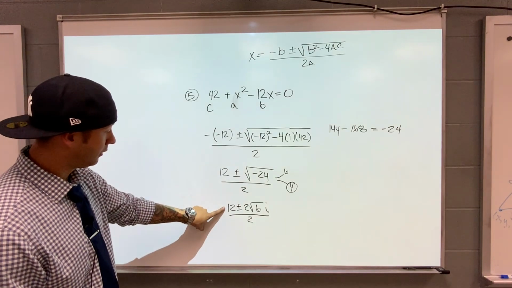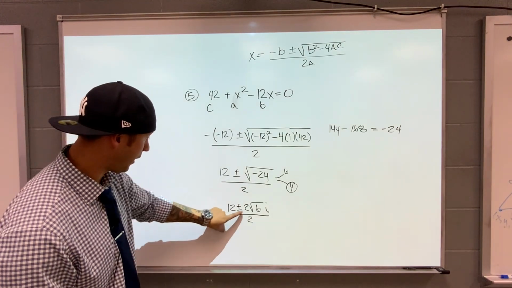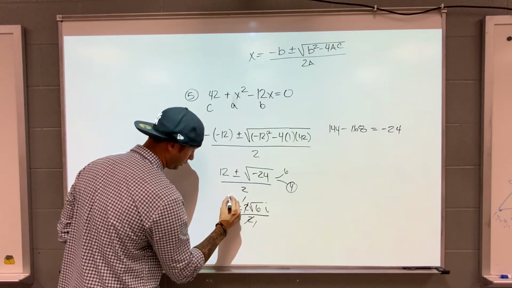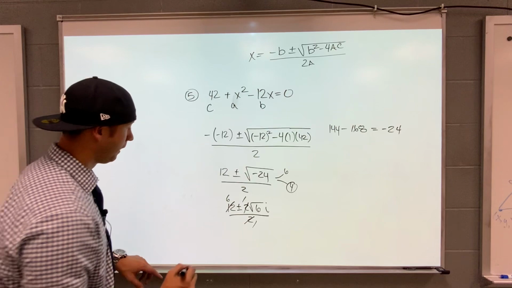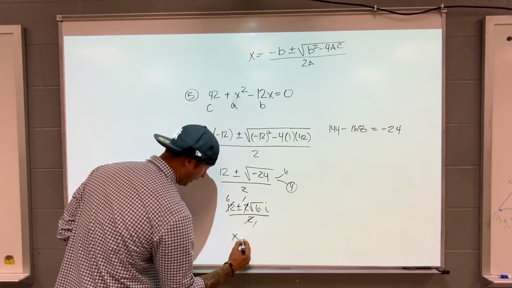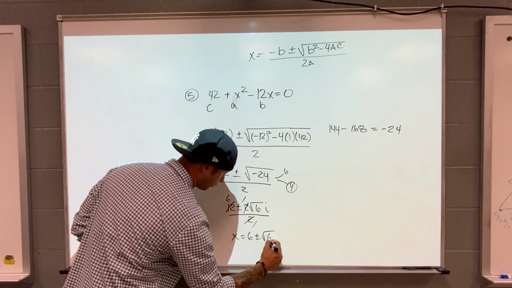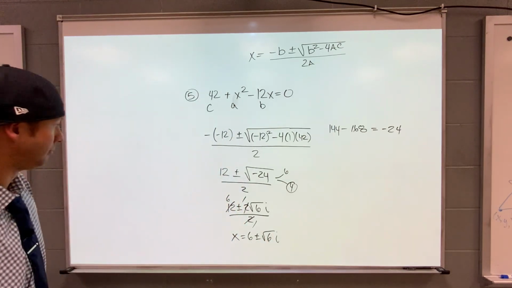This value up top, these two values are both divisible by 2. So 2 goes into 12 6 times. Final answer, x is equal to 6 plus or minus root 6i.